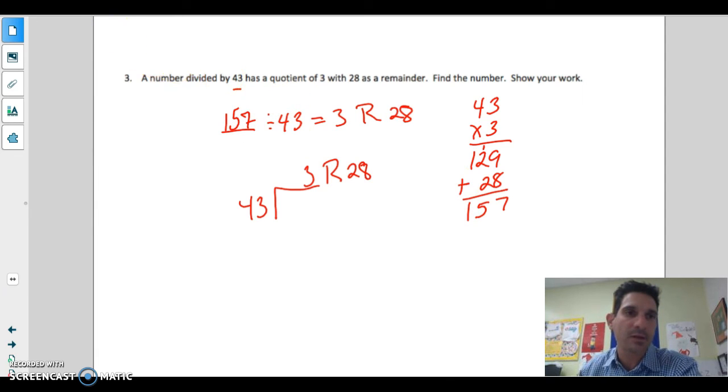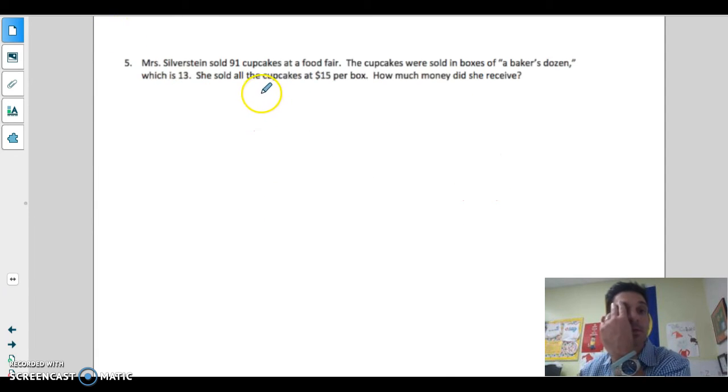All right. Next one. Mrs. Silverstein sold 91 cupcakes at the food fair. The cupcakes were sold in boxes of a baker's dozen, which is 13. She sold all the cupcakes at $15 per box. How much money did she receive? Okay. So she sold 91 cupcakes. They were sold in boxes of 13. She sold all the cupcakes. How much money did she make?